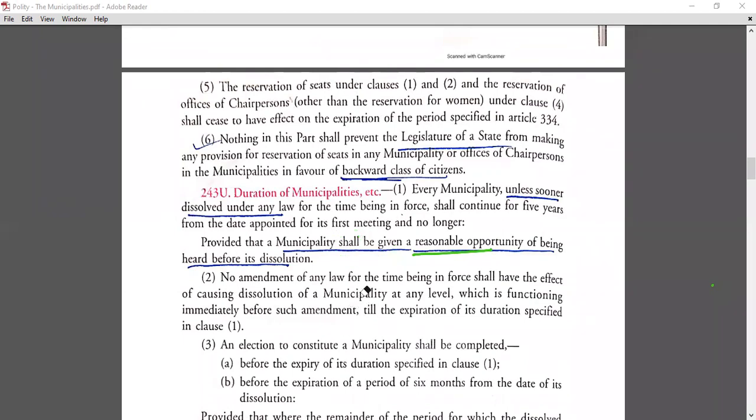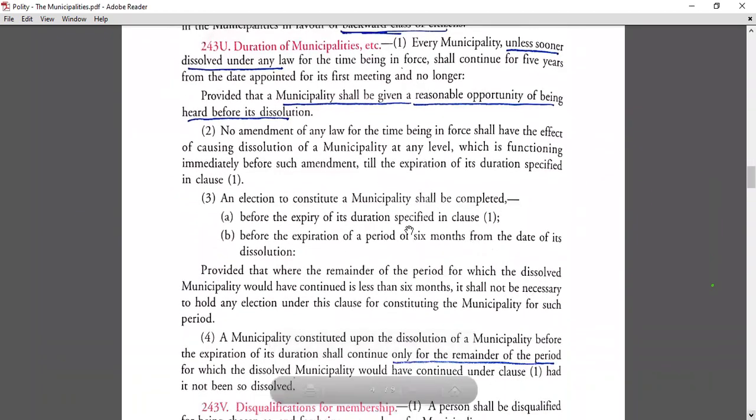Second, no amendment of any law for the time being in force shall have the effect of causing dissolution of a municipality at any level which is functioning immediately before such amendment, till the expiration of its specified duration. Same as for the panchayat. An election to constitute a municipality shall be completed before the expiry of its term, and within a period of 6 months from the date of its dissolution. If the municipality is getting dissolved, you have to hold the election within 6 months.